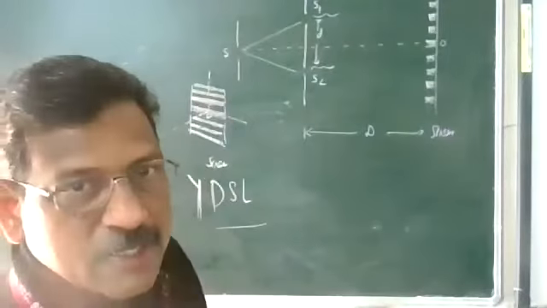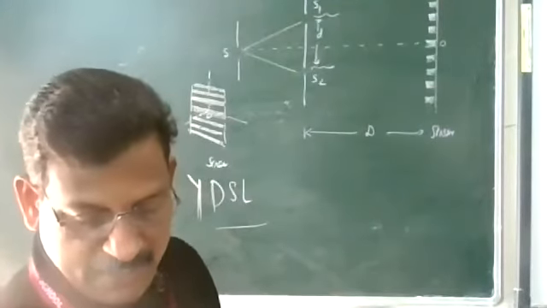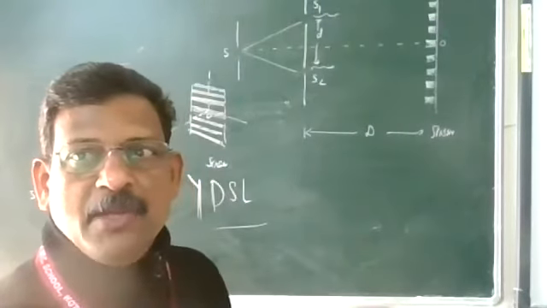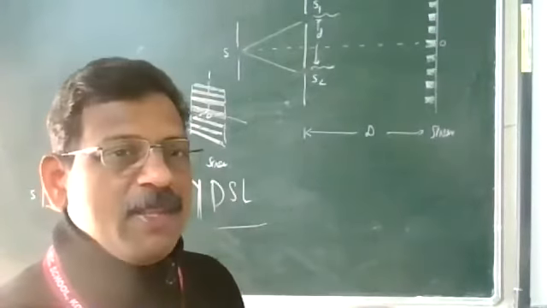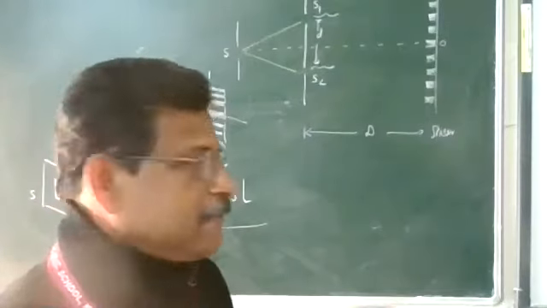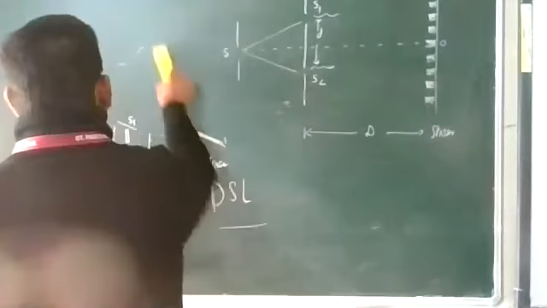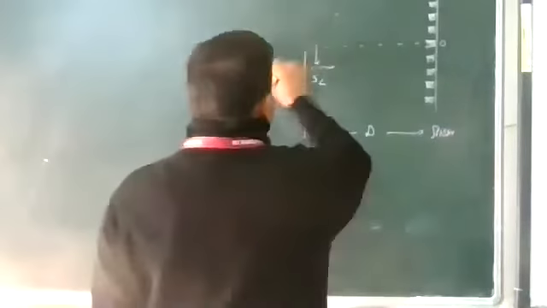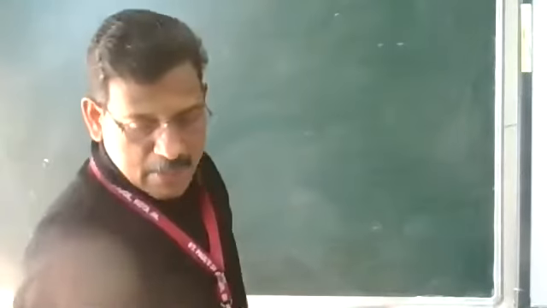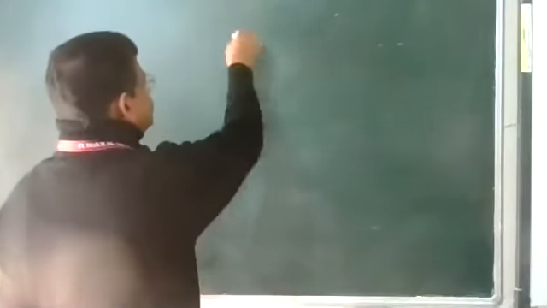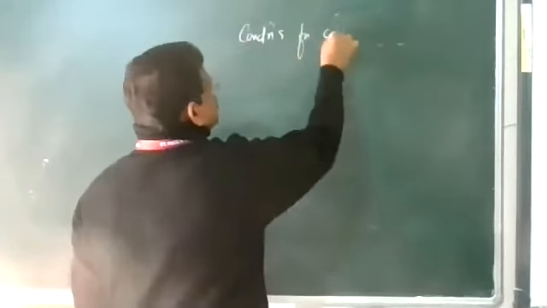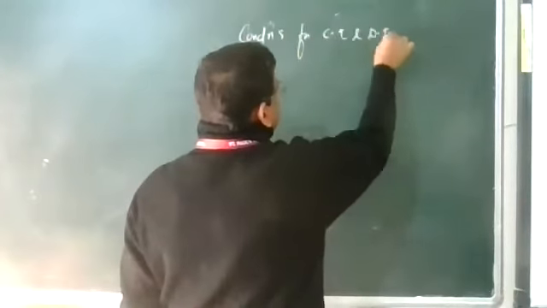So the conditions for getting maximum and minimum intensity: we call maximum intensity constructive interference, and minimum intensity destructive interference. So conditions for constructive and destructive interference.